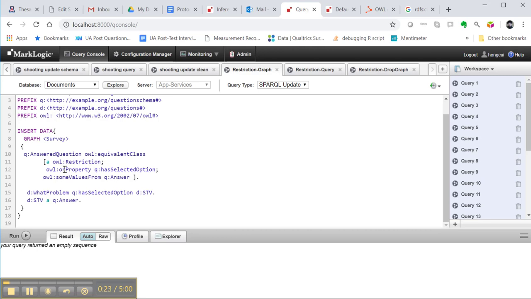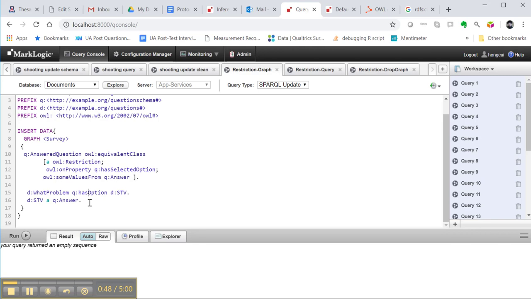evaluate the idea that in order for a word problem to be an answered question, it must have this has selected option. See if we just change it to has option, and SD is an answer. Let's see what's going to happen with the inference.